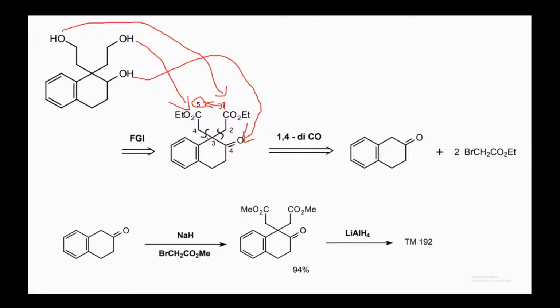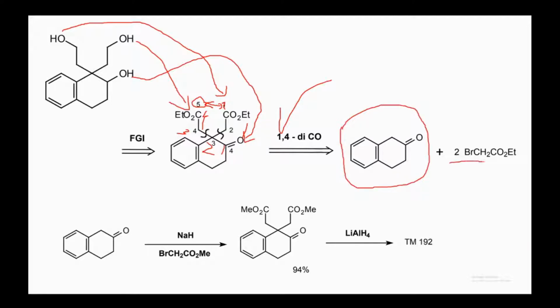Now we can disconnect this bond between 2 and 3, as well as between 3 and 4, because 1, 2 and 3 and 4. So in this direction there's a 1,4 relationship, and also in this direction there's a 1,4 relationship. So that's the 1,4 dicarbonyl disconnection, and we disconnect the bond between 2 and 3 and the bond between 3 and 4, and you will get the simple ketone. This is the simple ketone.